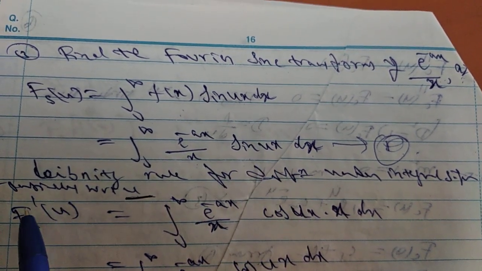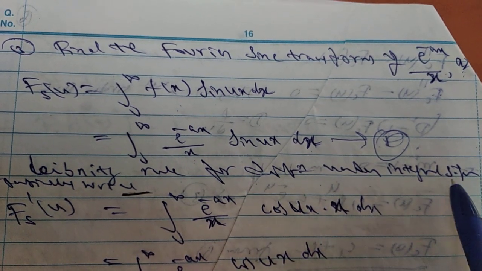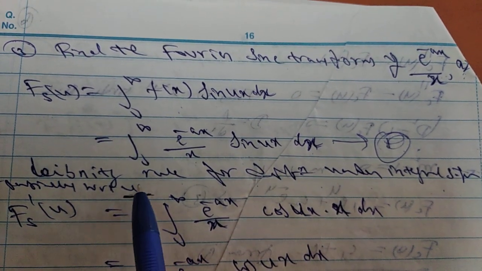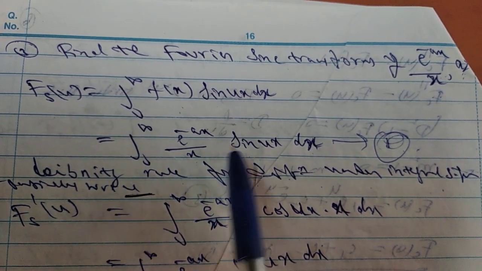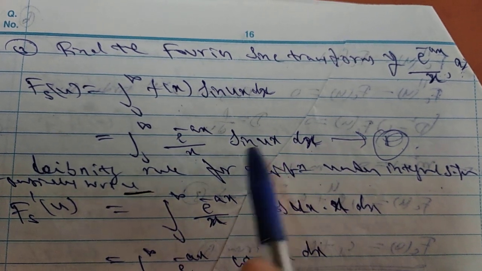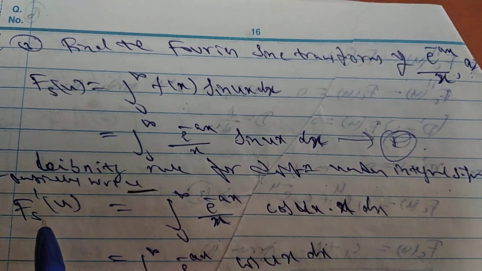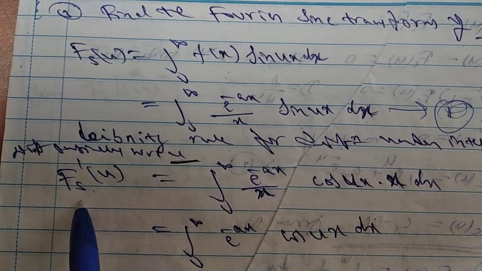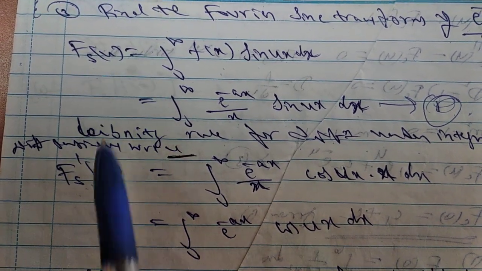So that's why you have to apply the Leibniz rule for differentiation under the integral sign. So what is the Leibniz rule? Leibniz rule means you have to differentiate partially with respect to u the function inside of that integral. Outside of that integral you have to differentiate directly with respect to u. So what is the differentiation of F of u? F of u is f dash of u. So s represents sine transform. So F of u becomes F dash of u.